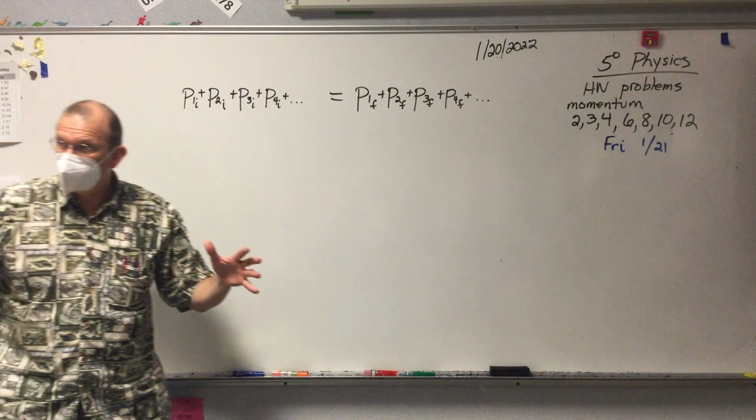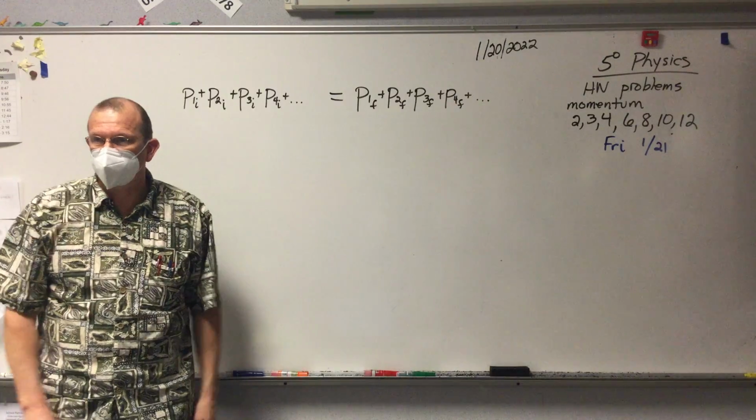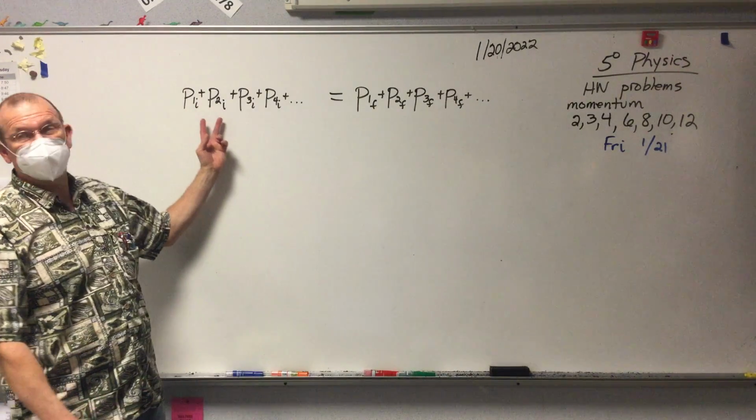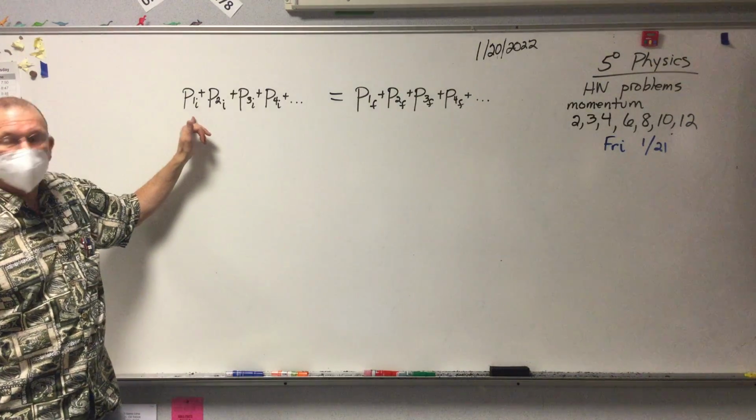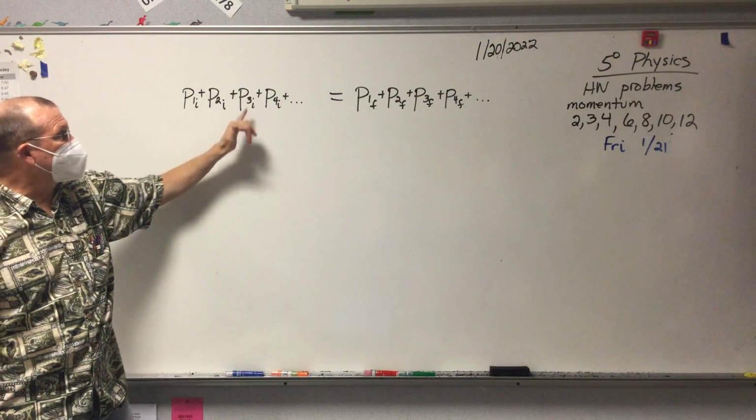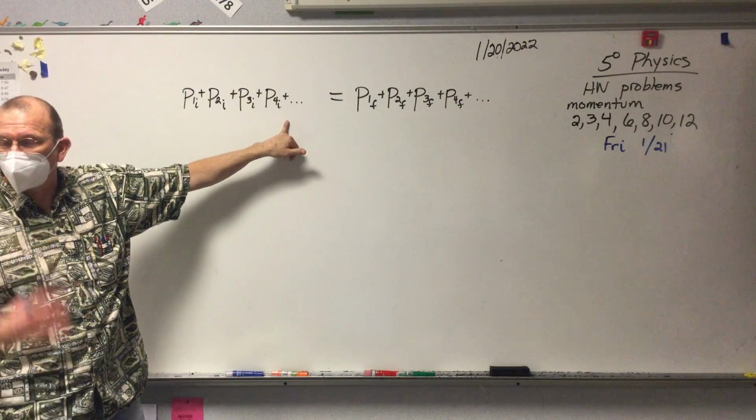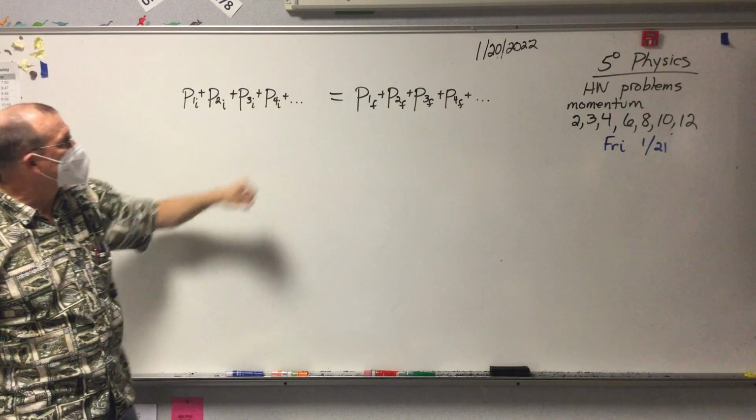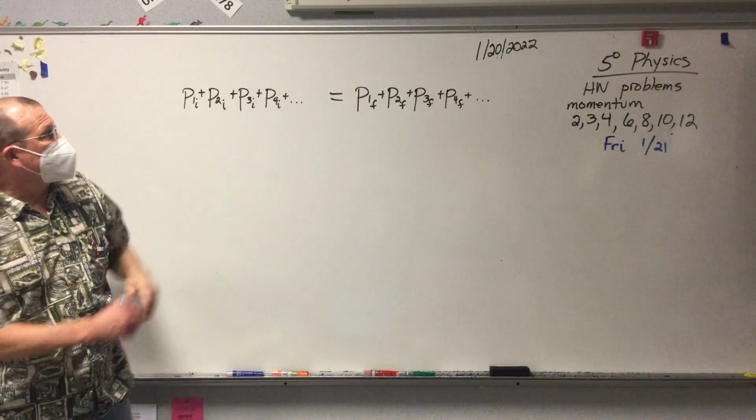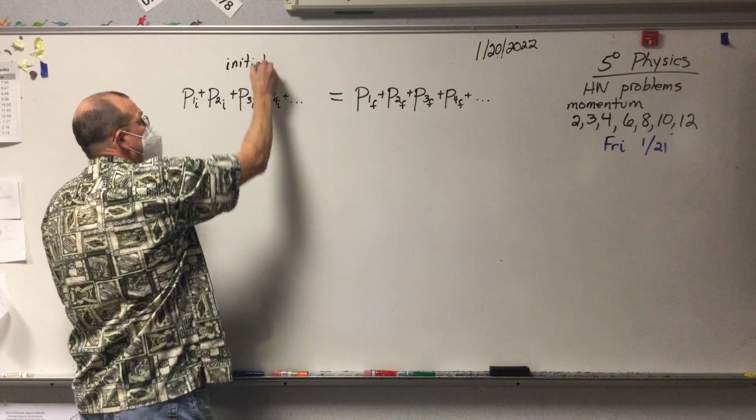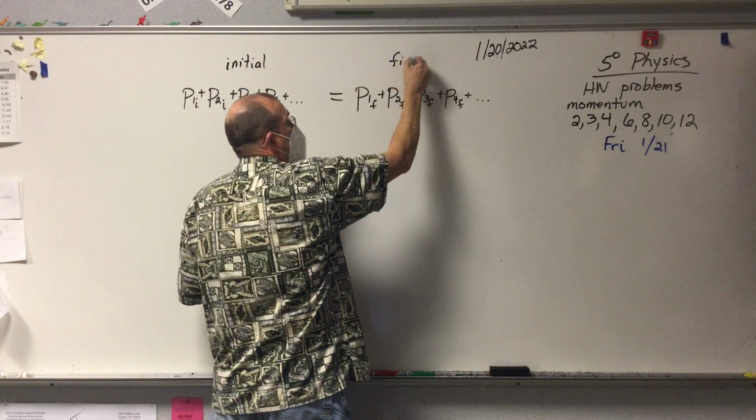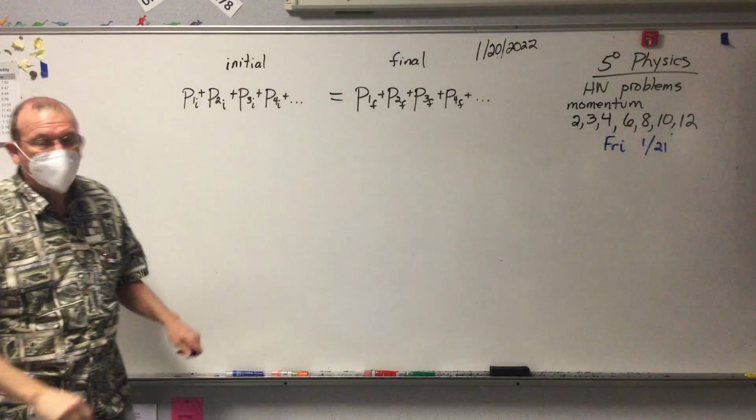Your system might have a whole bunch of particles in it. Could only have maybe 2, but it could have 100. But each particle or object in your system gets a term for having a certain amount of momentum. This side over here is the initial side. This is our final side.